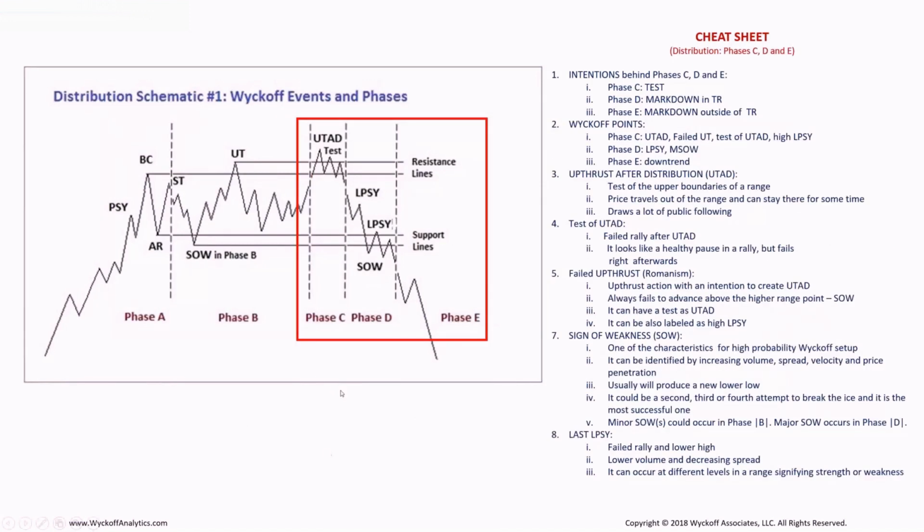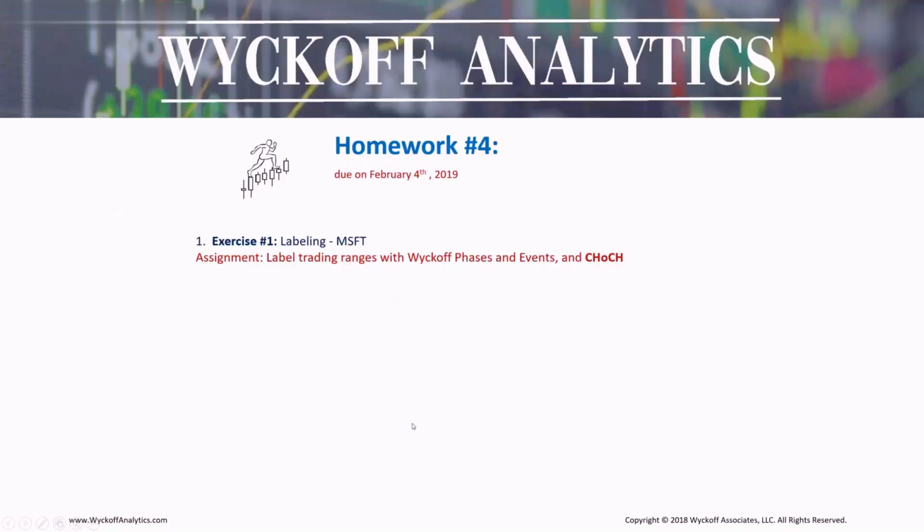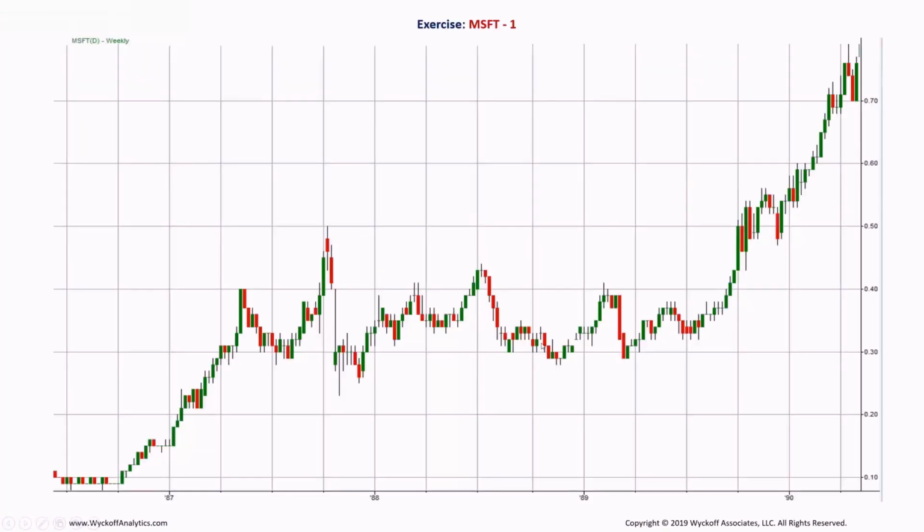Phase C, D, and E, and then your homework for next time. Your homework is still going to be on labeling. We're going to label Microsoft. And it's the same assignment. I want you to label the trading ranges with Wyckoff phases, events, and change of character. So let's quickly look at this.